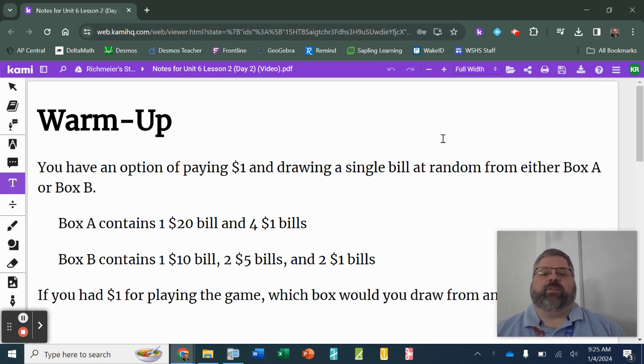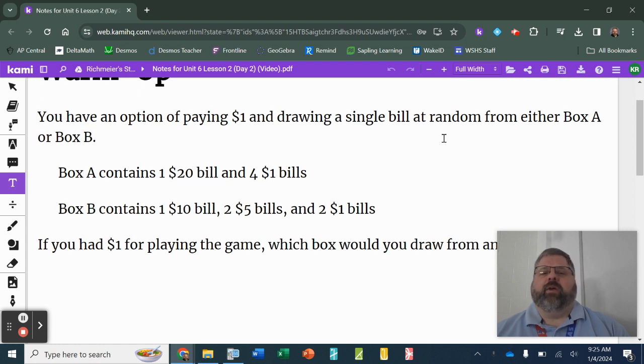Okay, this video is to go over the notes for expected value, which is lesson 2, day 2. So in lesson 2, day 1, we worked on an activity called rubber duckies and we established what expected value is and what it means to be a fair game. So in these notes for day 2, we're taking a look at a warm-up using expected value.